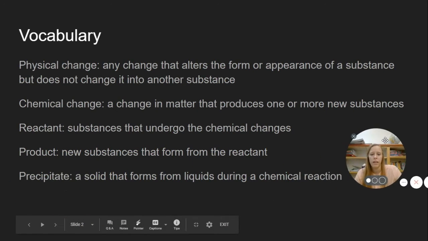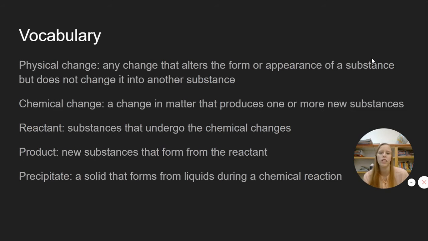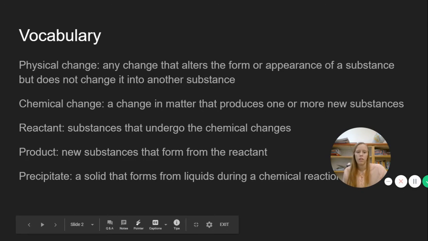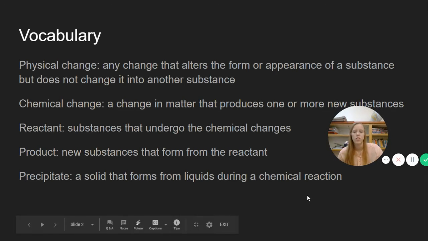So vocabulary, we have physical change, any change that alters the form or appearance of a substance, but does not change it into another substance. Chemical change is a change in matter that produces one or more new substances. A reactant is substances that undergo the chemical changes. Product, new substances that form from the reactant. A precipitate is a solid that forms from liquids during a chemical reaction.